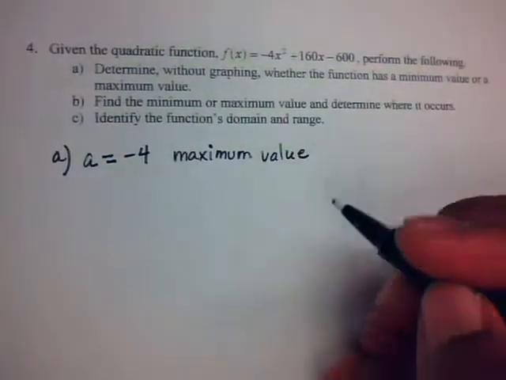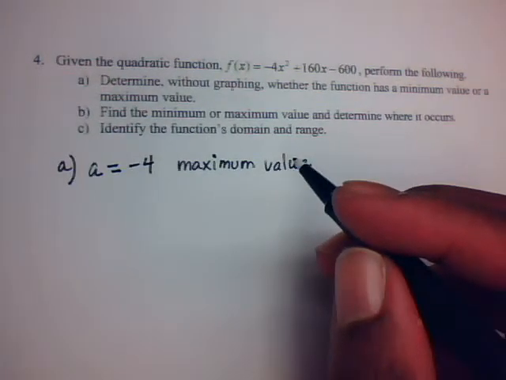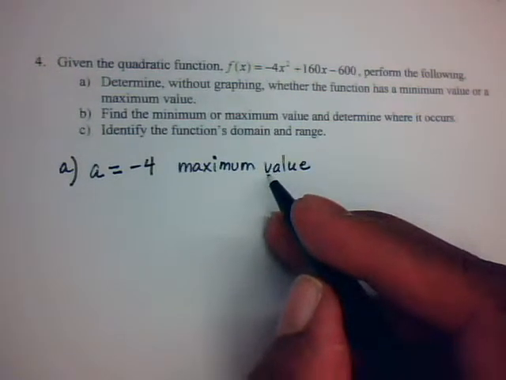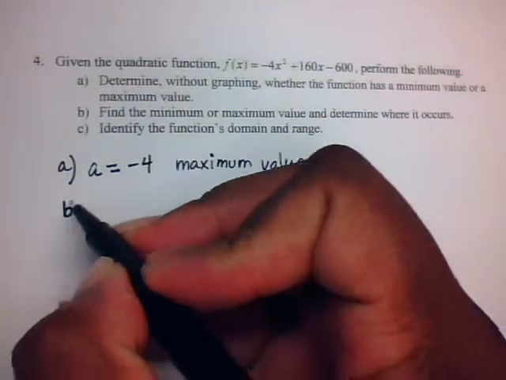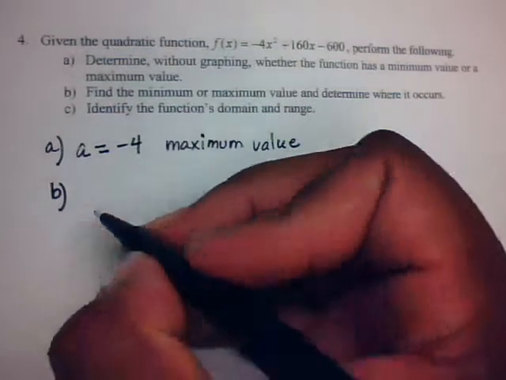Because if you think of the curve, it's going to be opening downwards. So that means we're going to have the highest point there. So we do have a maximum value. Part B, let's find out what that maximum value is and where it occurs.